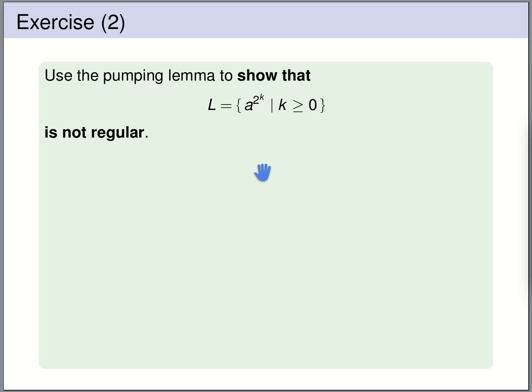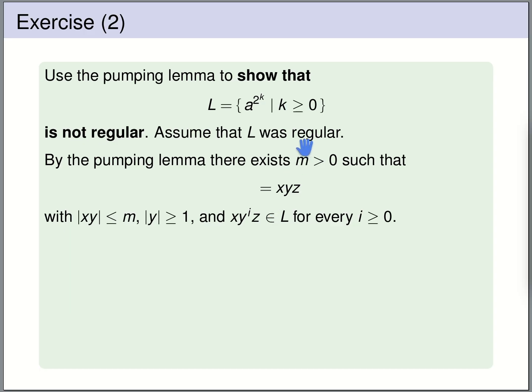Now, in order to show that this language is not regular, we assume for a contradiction that it was regular. Now, the pumping lemma would guarantee us that there exists some natural number m, such that every word that is longer than m can be split in this way. So what word from the language do we choose? I think it's obvious we will use m in place of the parameter k. So we choose the word a to the power 2 to the m. So it's a word consisting only of a's and the length of the word is 2 to the m.